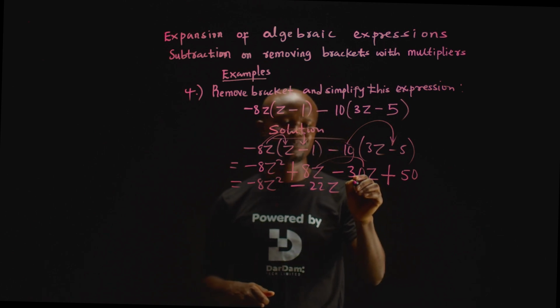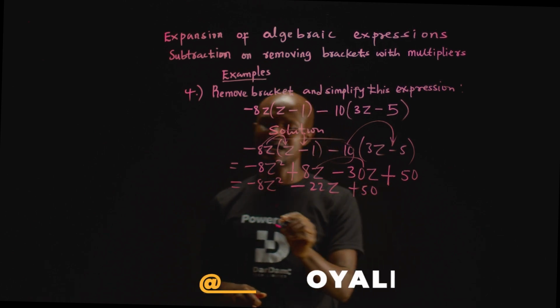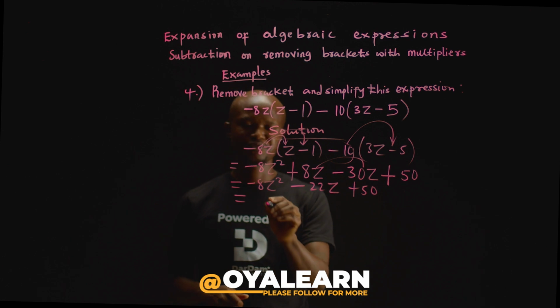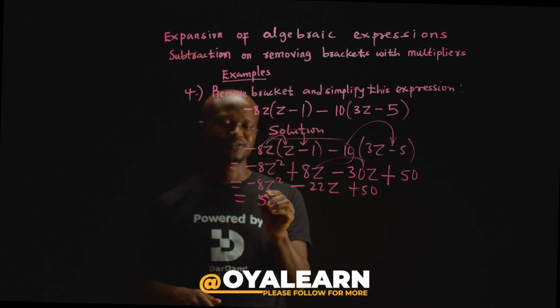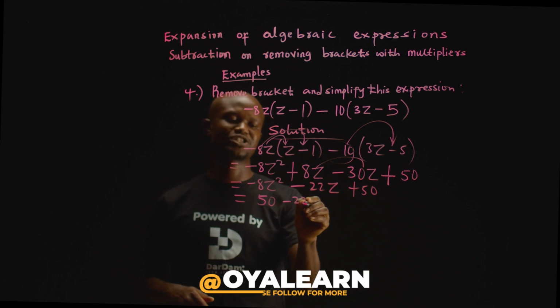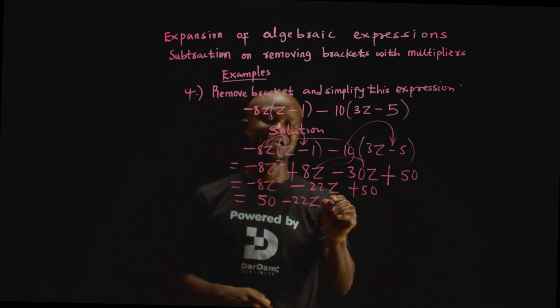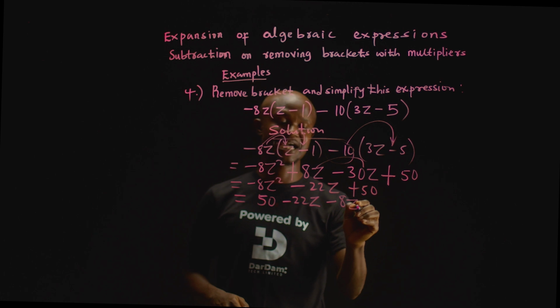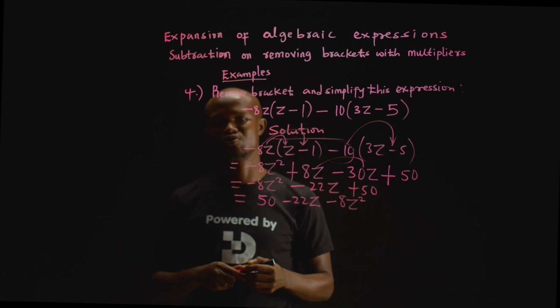Then we have what? Plus 50. And we can write this as 50. Rearrange it from the back. 50 minus what? Minus 22z. Then minus 8z squared. That is the solution to the problem.